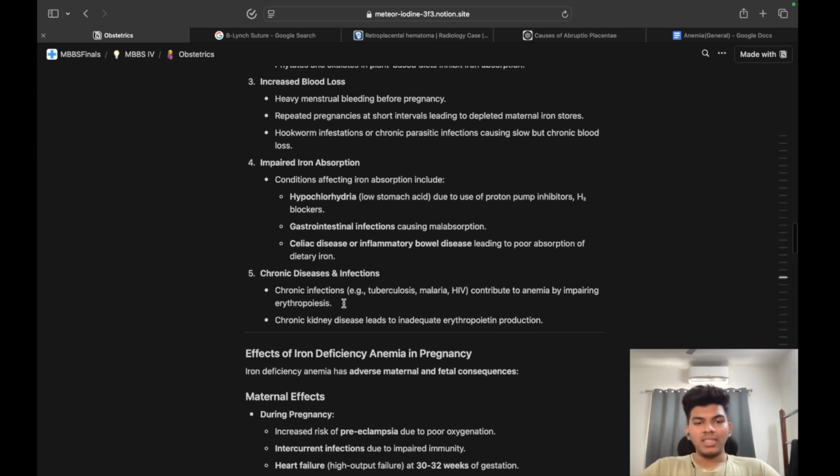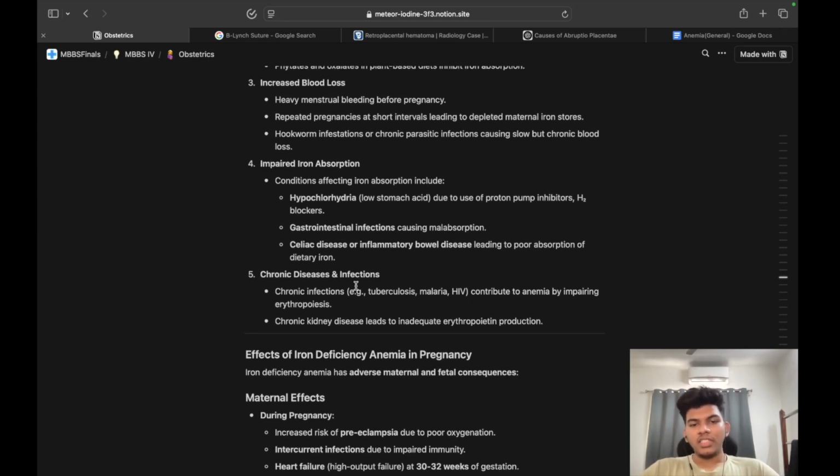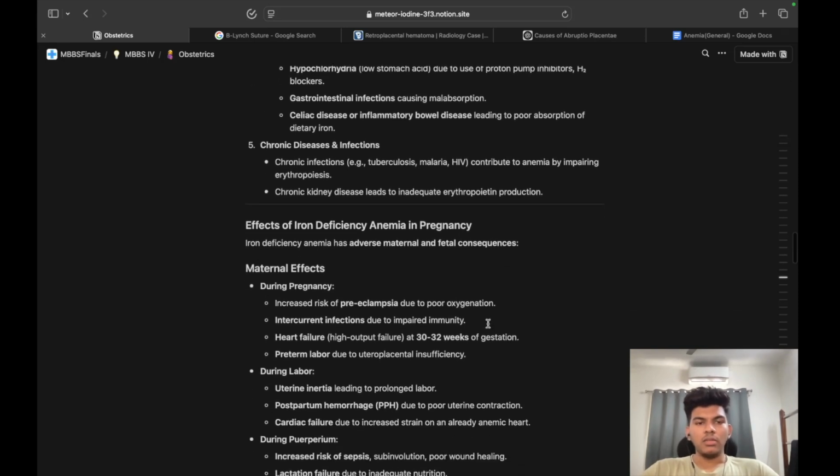Next, coming to chronic diseases and infections. Chronic infections like TB, malaria and HIV contribute to anemia by impairing erythropoiesis. Chronic kidney disease leads to inadequate erythropoietin production.